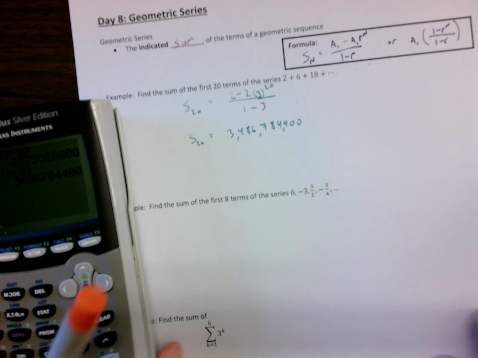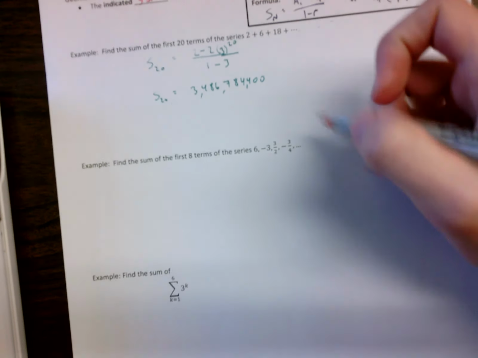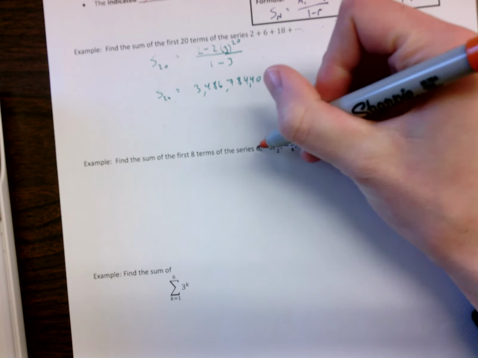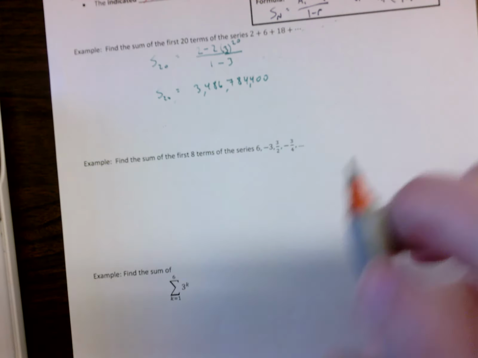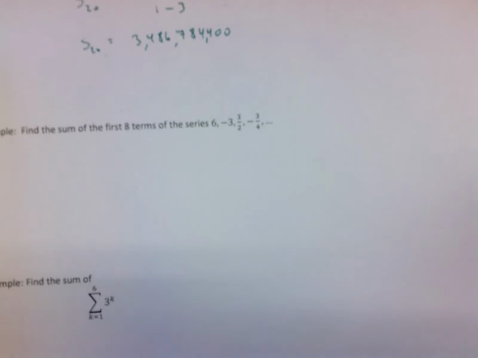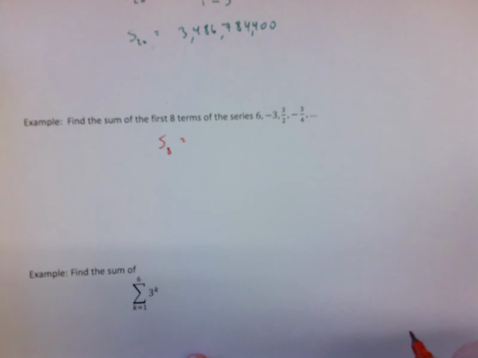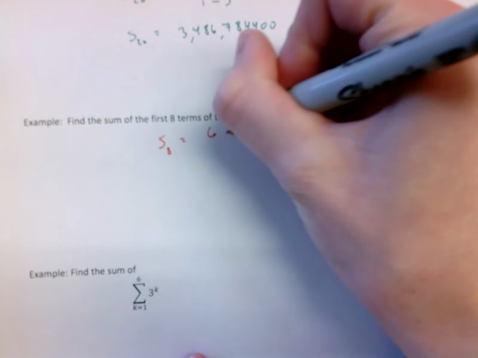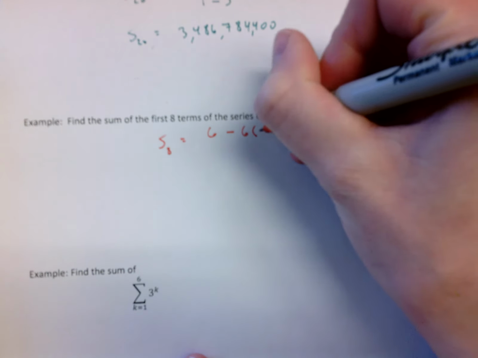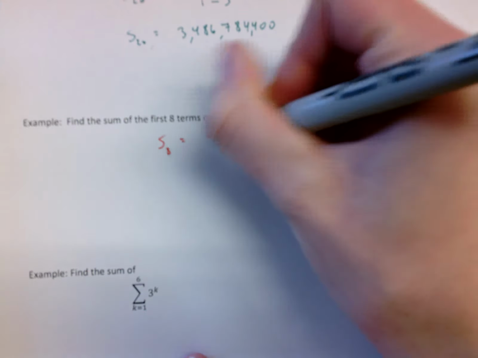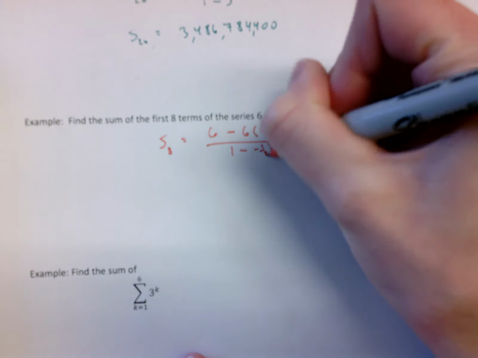So this one down here, we're going to find the sum of the first 8 terms in this series. Looking at what's happening, my rate from here to here is -1/2, right? So my rate is -1/2. So for this one, we're finding S sub 8, the sum of the first 8 terms. And the formula says you do the first term minus the first term times your rate raised to the n power, and then it's all over 1 minus your rate.